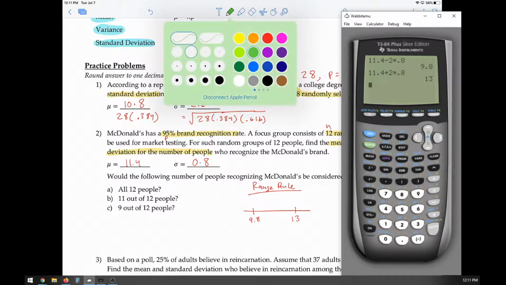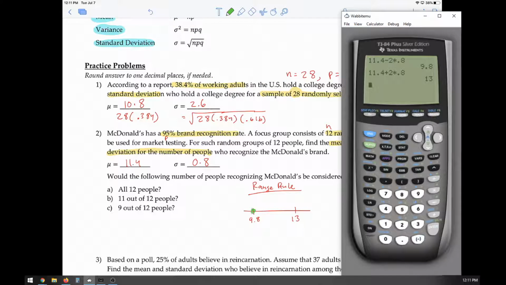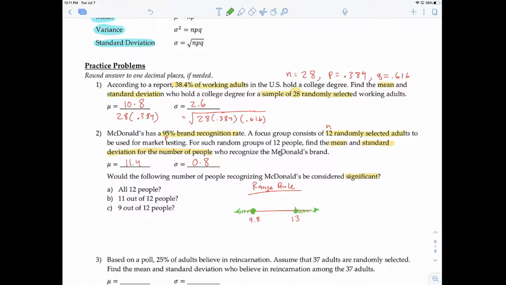And we know the range rule of thumb says that value or lower would be your significantly low values, and then 13 and above would be significantly high. And again, this is if we randomly select 12 people, 9.8 or below would be considered significantly low. 13 and above would be considered significantly high. Now you might say, well, how can I get 13 people out of 12? The thing is you can't, right? But it is what it is. The range rule of thumb gives us those 2 values.